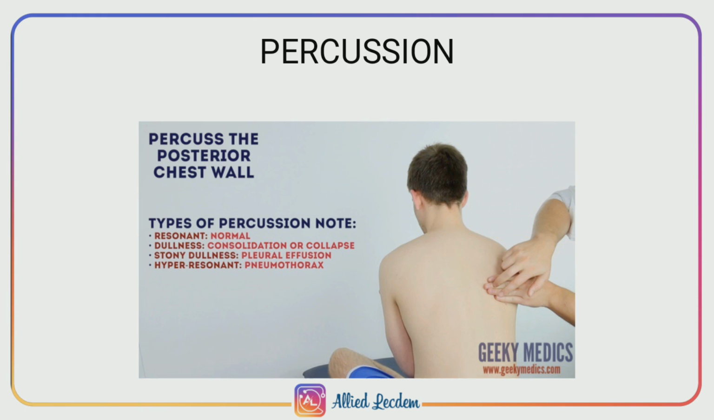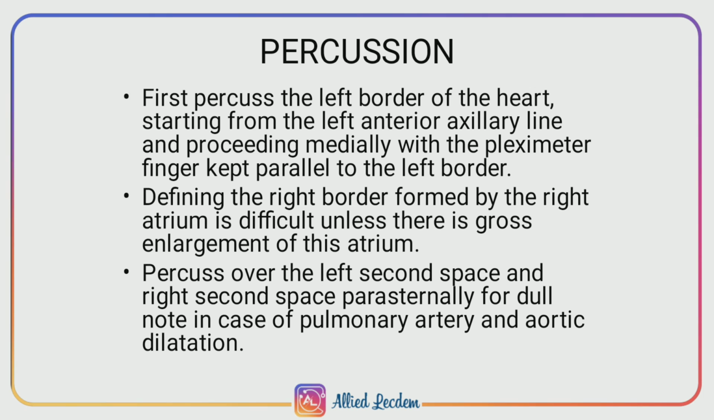Percussion. First, percuss the left border of the heart, starting from the left anterior axillary line and proceeding medially with the pleximeter finger kept parallel to the left border. Defining the right border formed by the right atrium is difficult unless there is a gross enlargement of this atrium. Percuss over the left second space and the right second space parasternally for a dull note in cases of pulmonary artery and aortic dilatation.